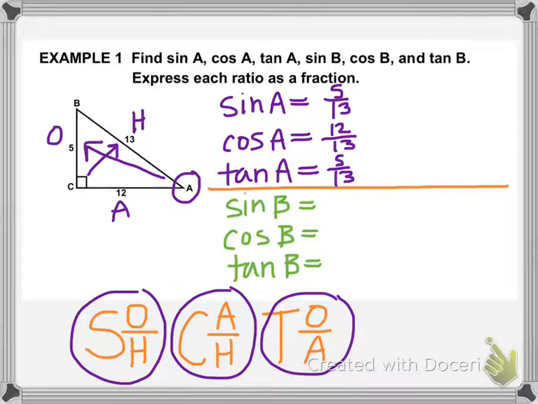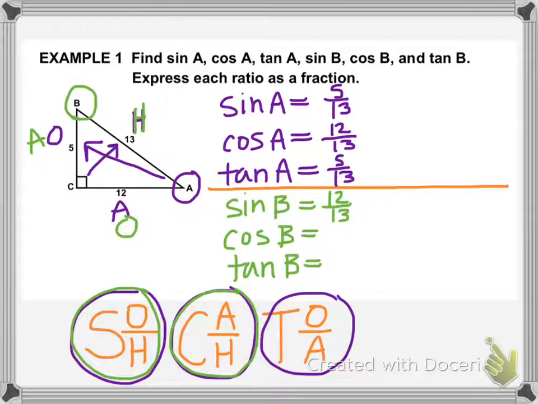All right, now let's do it from angle B's perspective. Again, let's go ahead and relabel our sides O, A, and H. Now remember, our H is the same. The only thing that happens is our O and our A flip-flop. So make sure you're focusing on the green letters now. So remember, sine is opposite over hypotenuse, or O over H. So we're going to do 12 over 13.